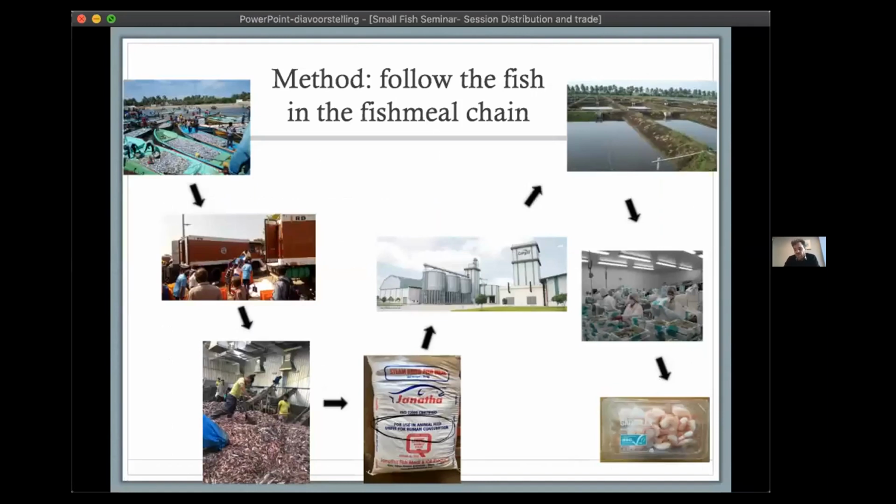What we've been doing with a number of colleagues is basically trying to follow the fish throughout the fish meal chain from the harbor, both in the east and west coast, especially in Mangalore, towards the fish meal factories, towards the aqua feed factories, towards the shrimp farms, and towards the export. And eventually you see the shrimp packaged for a Dutch supermarket in the right bottom corner. Next slide, please.